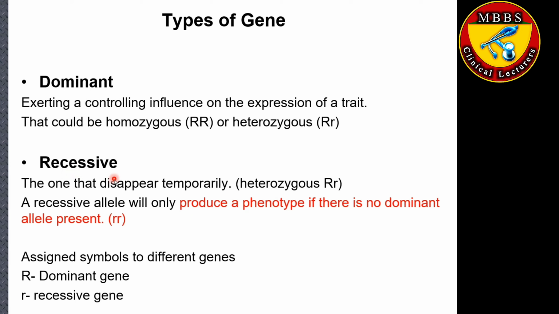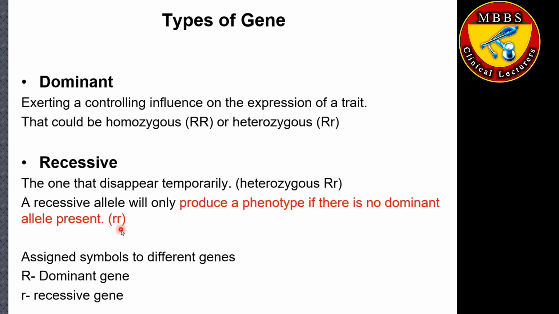And recessive means the one that disappears temporarily. Now recessive might be Rr, heterozygous, or it can be homozygous. So remember, when the alleles are heterozygous, the dominant character will be expressed. The recessive character will not express the trait. A recessive allele will only produce a phenotype if there is no dominant allele present.